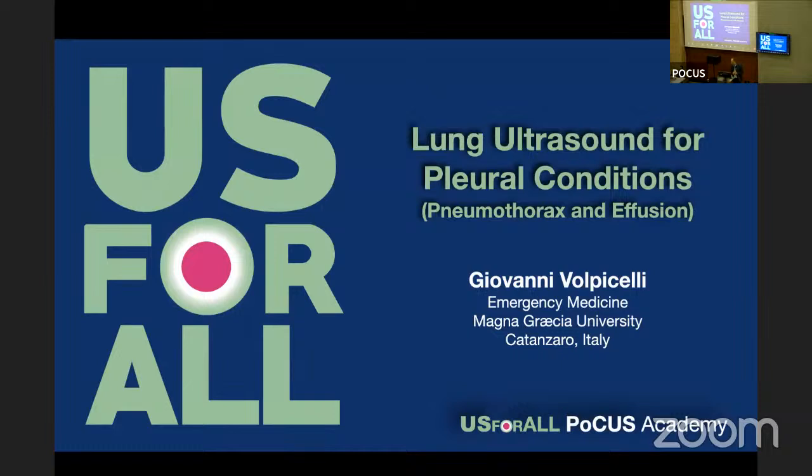Can we overestimate the amount of B-lines if we use a linear probe?